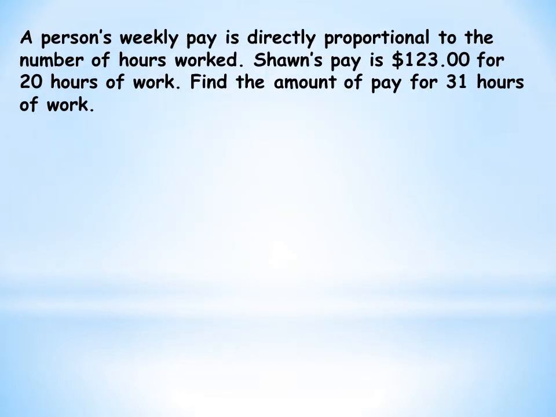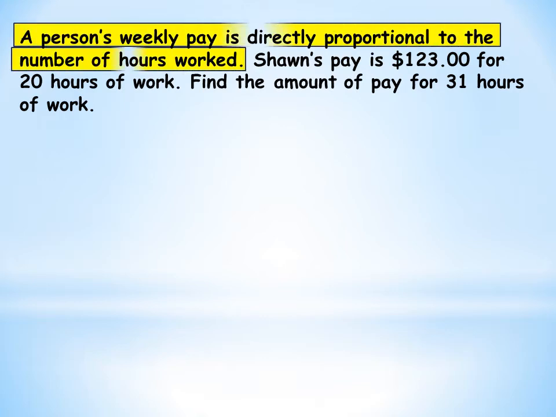Okay, let's look at another example. A person's weekly pay is directly proportional to the number of hours worked. Sean's pay is $123 for 20 hours of work. Find the amount of pay for 31 hours. So the important information here is that the weekly pay is directly proportional to the number of hours worked.